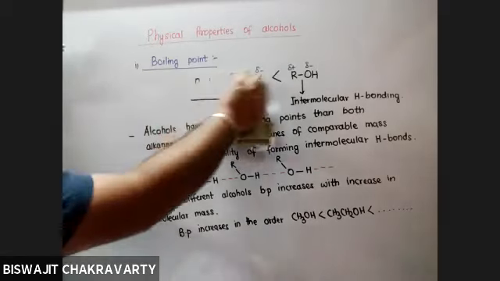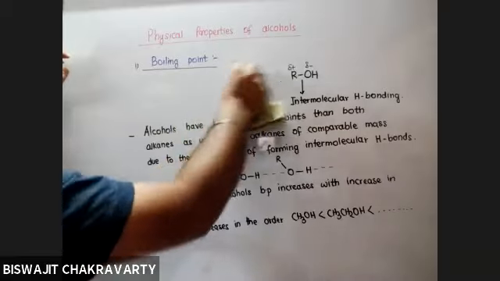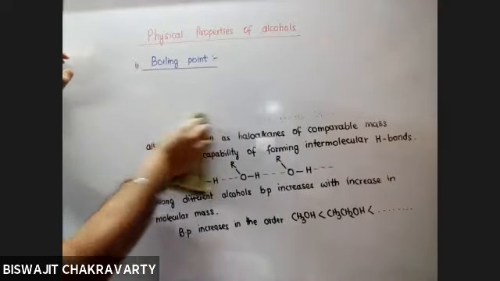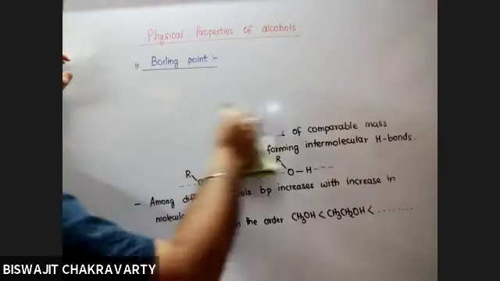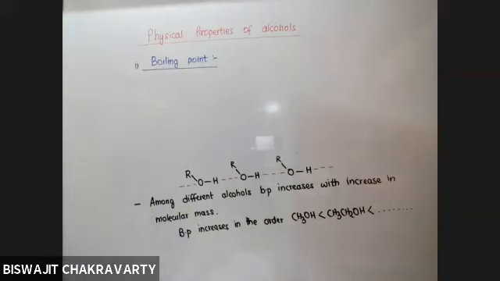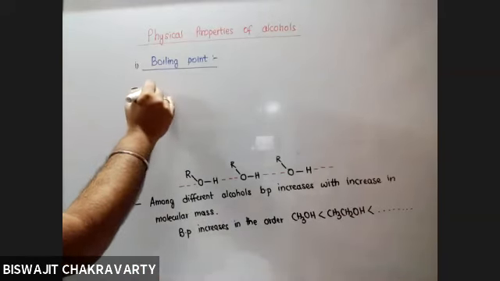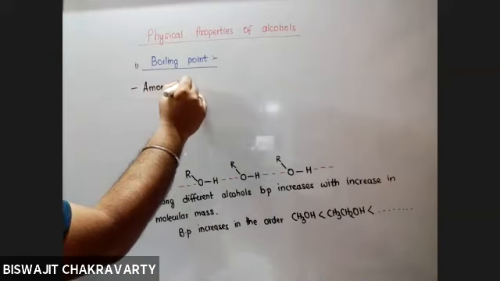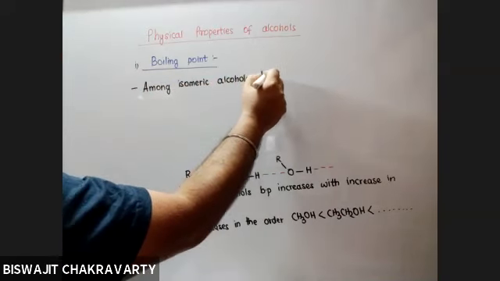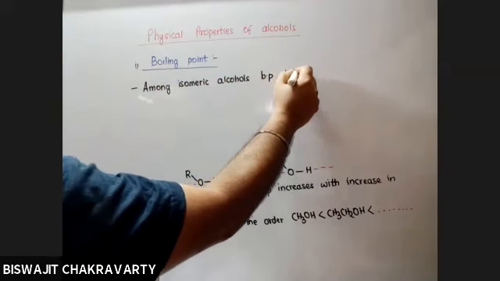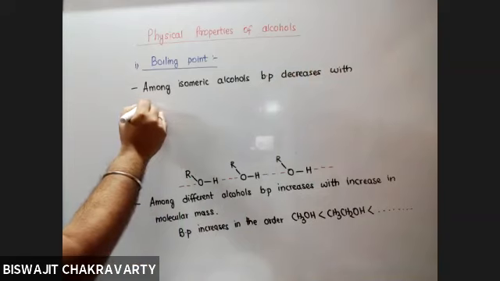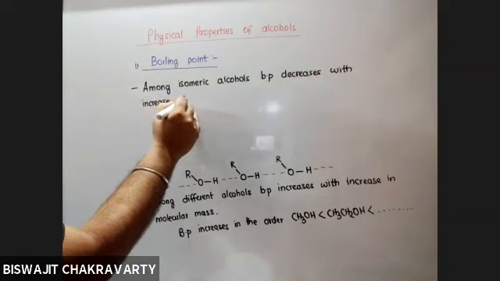What about isomeric alcohols? Isomeric alcohols means alcohols which have same molecular mass but different structural formula. We have already discussed during the haloalkane topic that among isomeric alcohols, boiling point decreases with increase of branching.